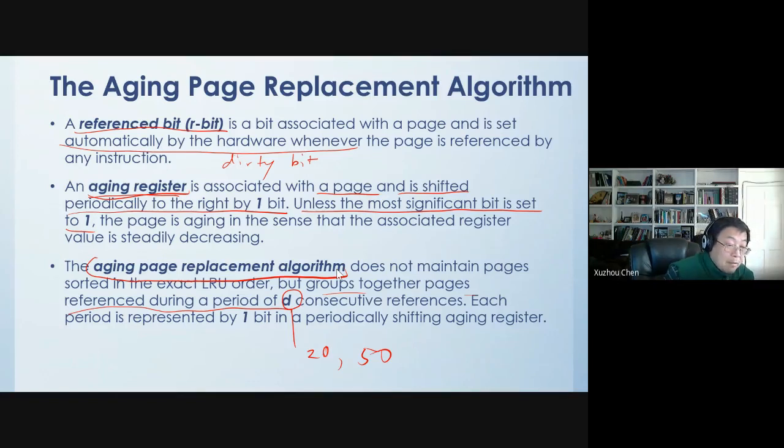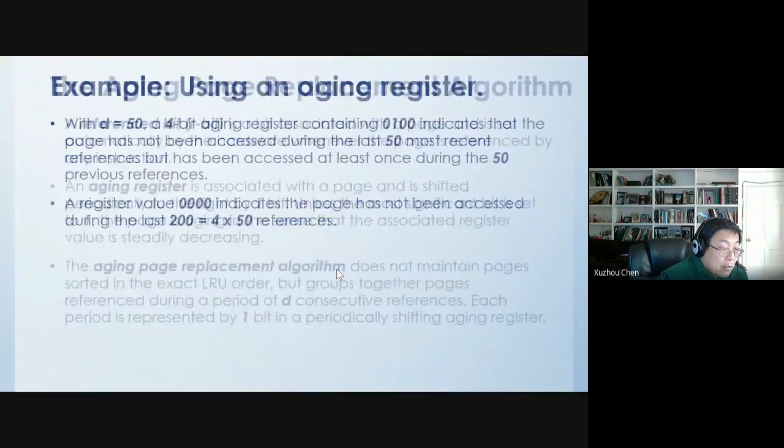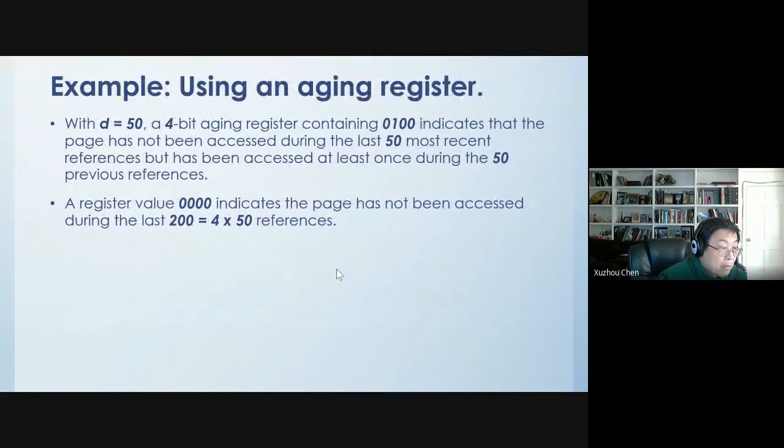And then after the next 20 page references, we update the queue. After the next 20 page references, we update the queue. If we set D to 50, then every 50 page references, we update the queue. So this sets the frequency of updating the information. Here, let's take a look at the example. Let's say D equals 50, and we use a 4-bit aging register.